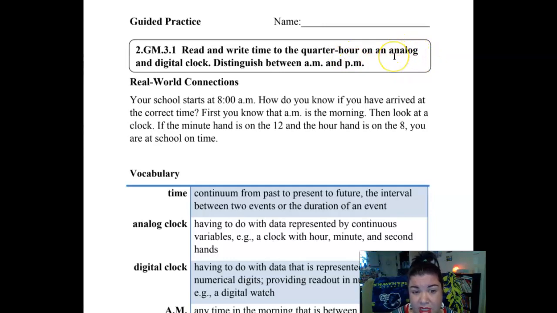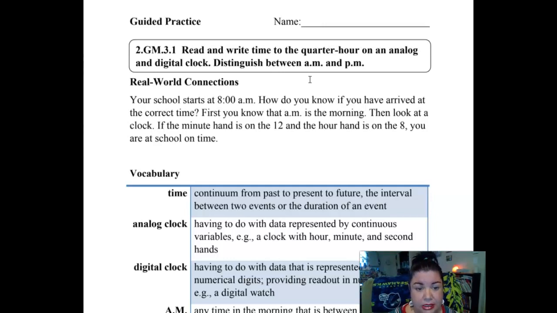An analog clock just means one that's not digital. So like, the ones where you see the hands on it, that's an analog clock. And then all the other clocks, when you can just read the numbers out, that's digital. So if you look on an adult's phone or your sibling's phone, it probably has a digital clock on it. And then distinguish just means you're going to be able to tell the difference between AM and PM.